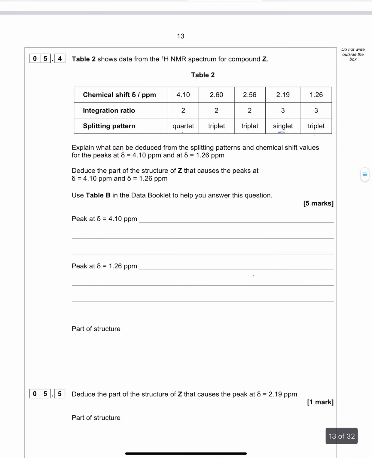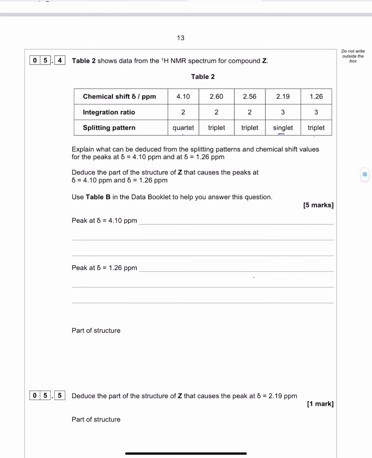Then they provided you with the table for the proton NMR with the integration ratio and the splitting pattern, and explain what can be deduced from the splitting pattern and chemical shift values for these two peaks, 4.10 ppm and 1.26 ppm. You're going to use the data booklet to answer this. So first of all, you need to identify the type of proton. Looking at your data booklet, you're going to identify the first one, which is the 4.10 here.